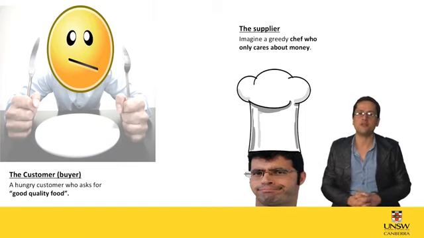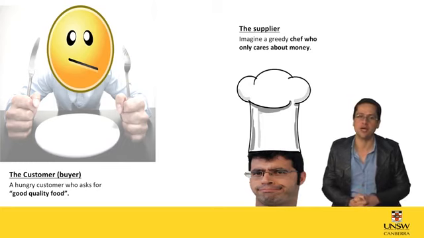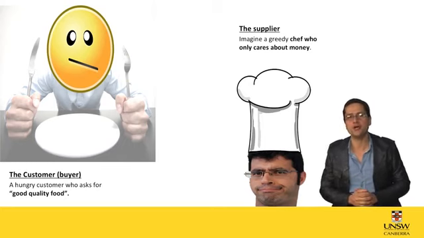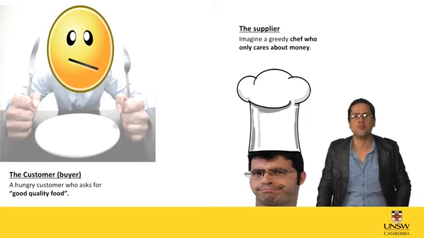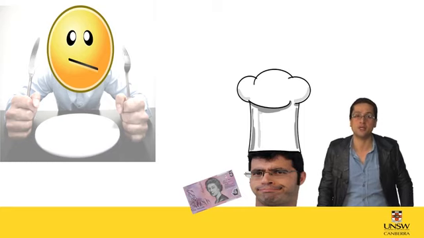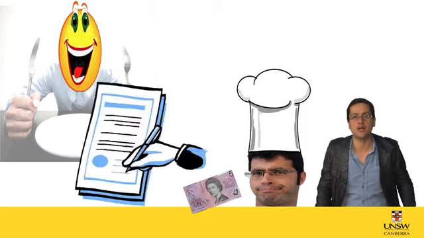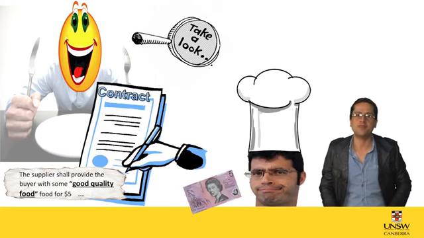Imagine that we have a chef, a supplier who is very greedy to get more money out of every contract. On the other hand, we have a buyer, a customer who wants to get good quality food. The supplier says that he can provide good quality food for only $5. The buyer gets happy as it is a good deal. They sign a contract, but when we have a close look at the contract, we can see that there are some sources of ambiguities in the contract. And this will make problems.